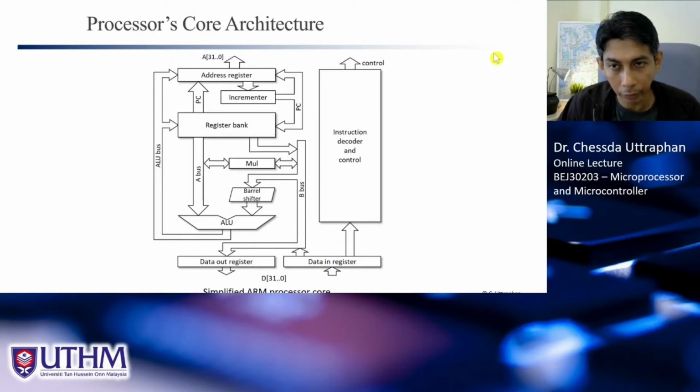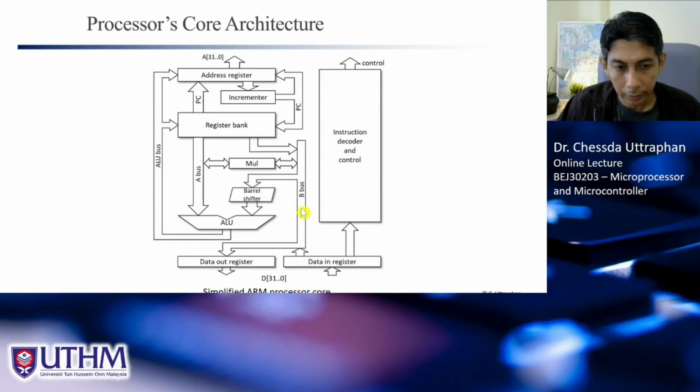All right, so the memory will have another block, the memory part. So this is what is inside the microprocessor core. So the instruction will come here in the data register and go to the instruction decoder to decode the instruction and generate the control signal. All right, the data also come from the memory through this data in register, and do not go to the instruction decoder, but will go to the B bus here.